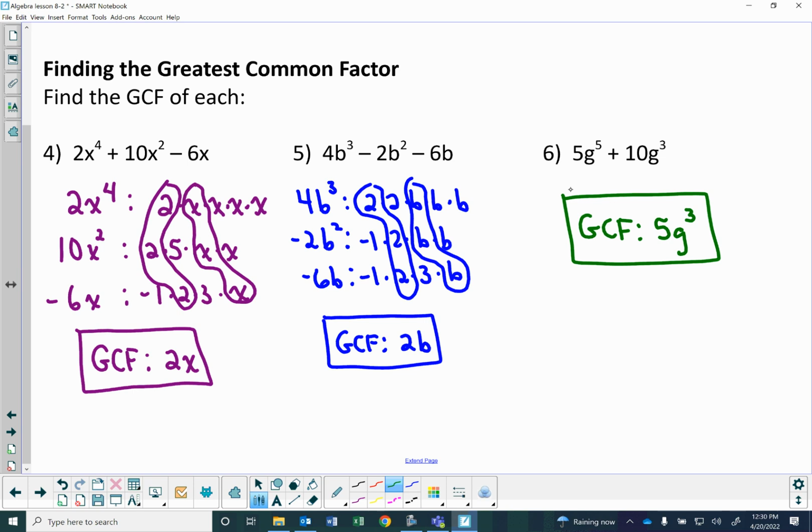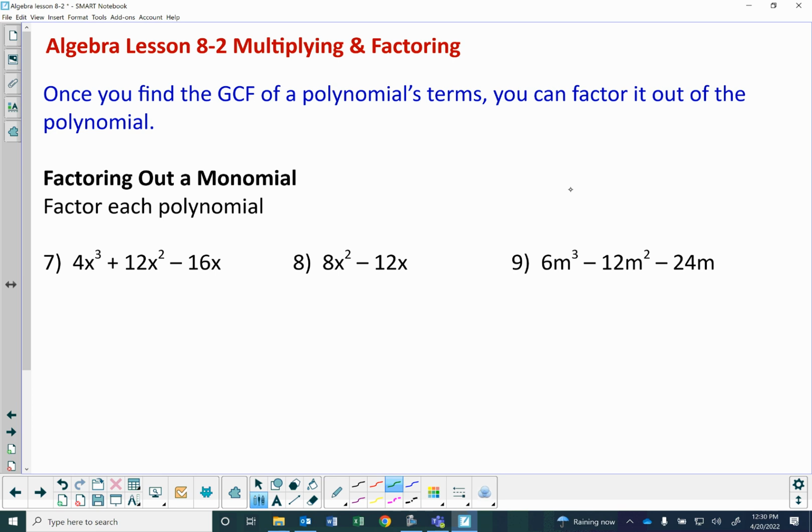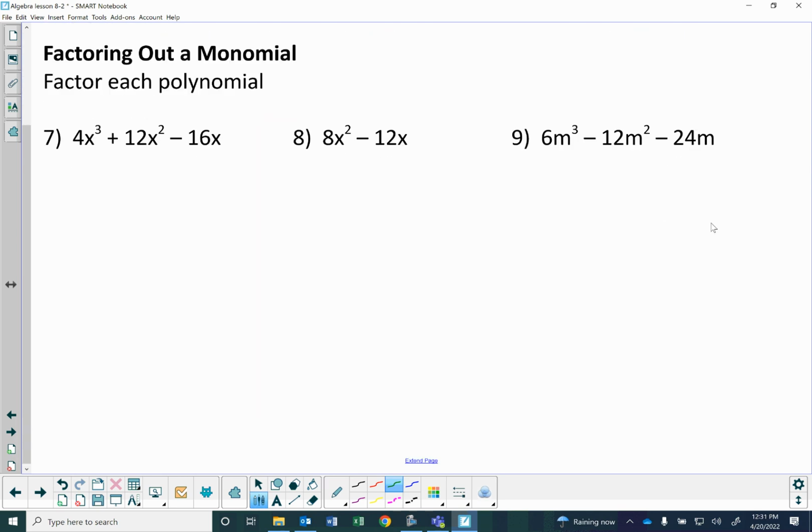Once you know what the greatest common factor is of something, then we can actually factor it. Once you find the greatest common factor, you can factor it out of the polynomial. So let's take a look at factoring out a monomial. So in other words, we're taking a monomial out of a polynomial. So if I look at number 7, 4x to the third plus 12x squared minus 16x. First thing I'm going to think of is, what is my GCF?